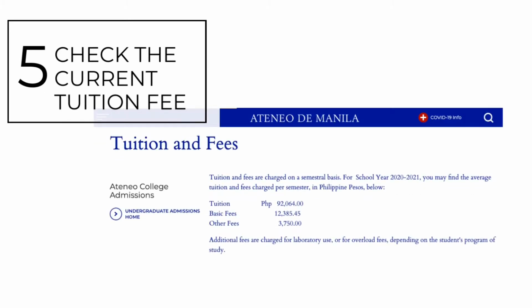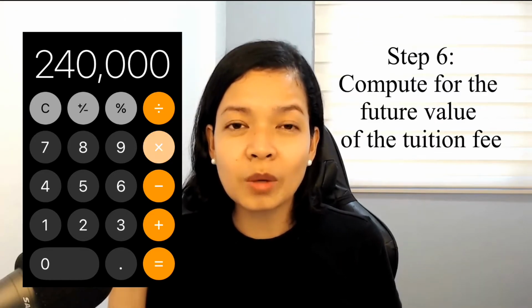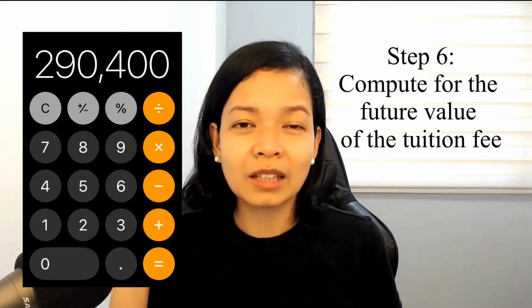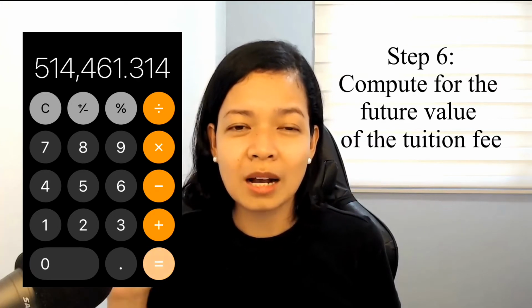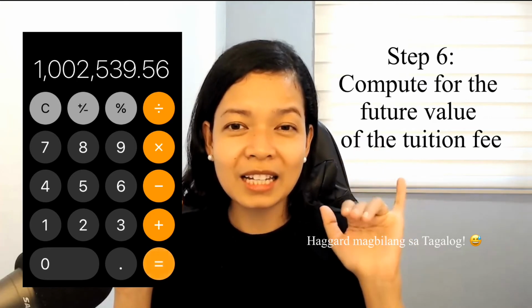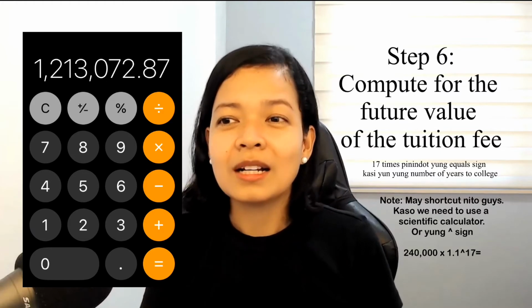So, for our first example, let's say Ateneo. Upon searching, around 120,000 per SEM yung kanilang tuition fee. So, times 2, kasi 2 semesters, so that would be 240,000 yung current tuition fee nila for the year. So, ang mangyayari is 240,000 times 1.1 equals, so isang pindot yan, equals ulit, 2 pindot, 3 pindot, and so on, up to 17 pindot. So, ito yung magiging tuition fee ng anak mo.